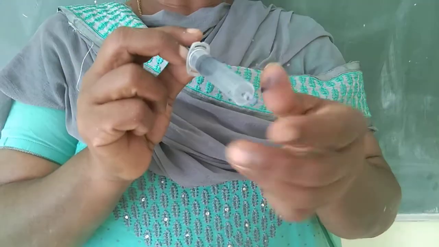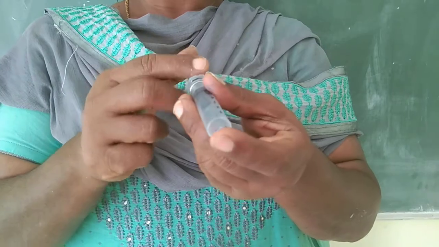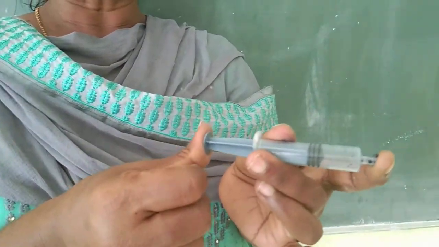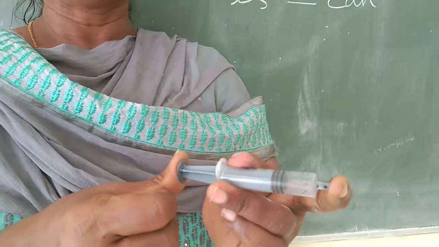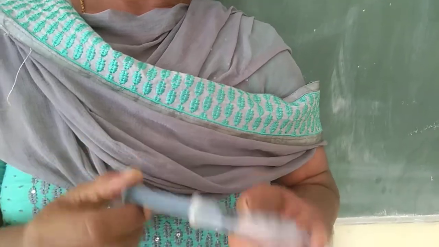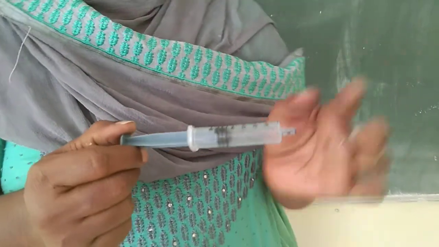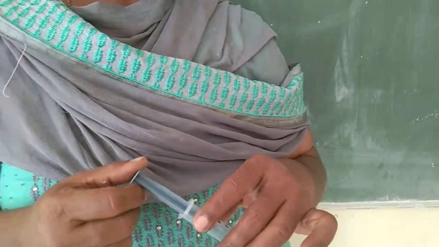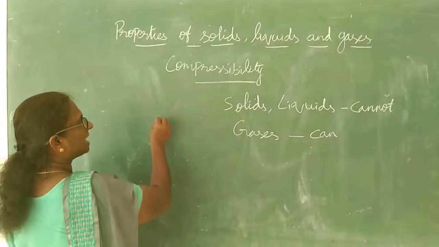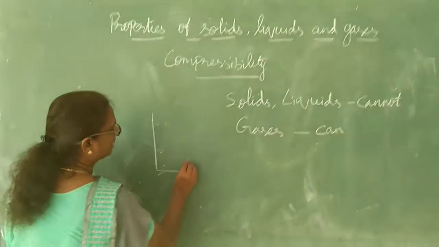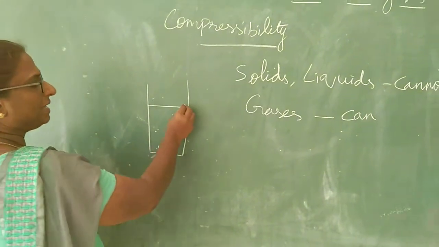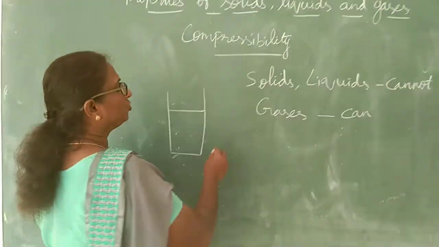Now you just close this one and try to move this piston. See, though I have closed it, I am trying to move this piston down. This clearly shows that gases can be compressed, whereas solids and liquids cannot be compressed. During compression, what is actually going on is this. For example, this is the piston, and this compressibility can be done in two ways.